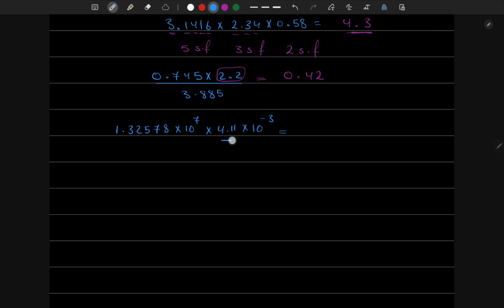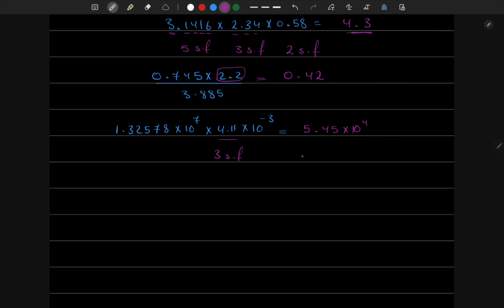I have here two numbers, and I have to find the number of significant figures in each one. This one obviously has more significant figures than this one, and this one has only 3 significant figures. So my final answer should be a number that has only 3 significant figures, which is 5.45 multiplied by 10 to the power of 4.